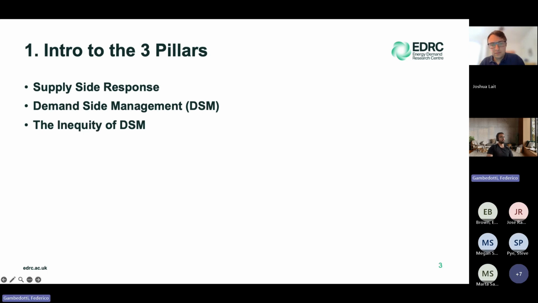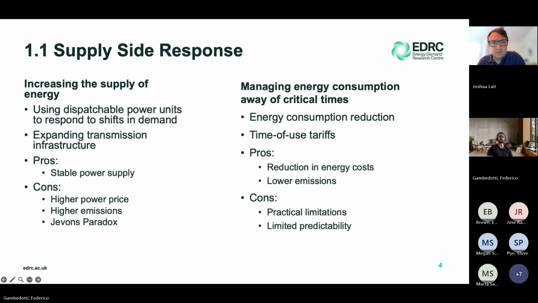So this is the first section: supply side response, demand side management, and the inequity of demand side management. I'm part of the futures team, but I'm also part of the equity and flexibility team. And this is how these three pillars come together. So when I refer to the three pillars, I'm talking about these three.